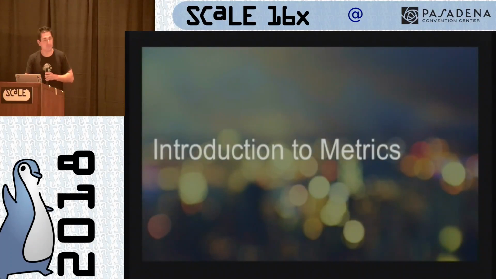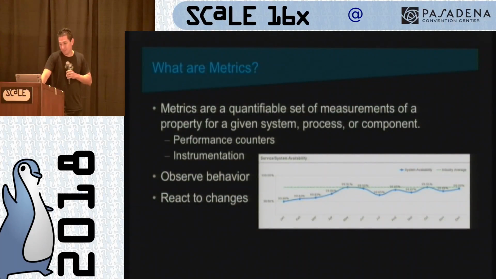So we got a little introduction to why all this stuff is relevant. And now we want to give you a brief introduction into metrics. So what are metrics? I kind of already stated a little bit, but metrics are a quantifiable set of measurements of a property for a given system, process, or component.